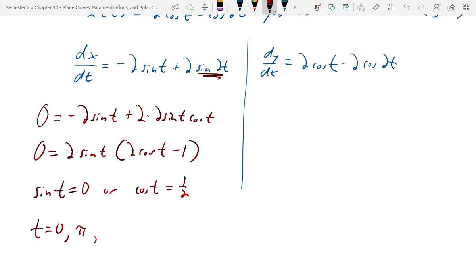Cosine of t is 1/2 would be t is equal to pi over 3, or on 0 to 2 pi, 5 pi over 3. Yeah, there we go. Quadrants 1 and 4.